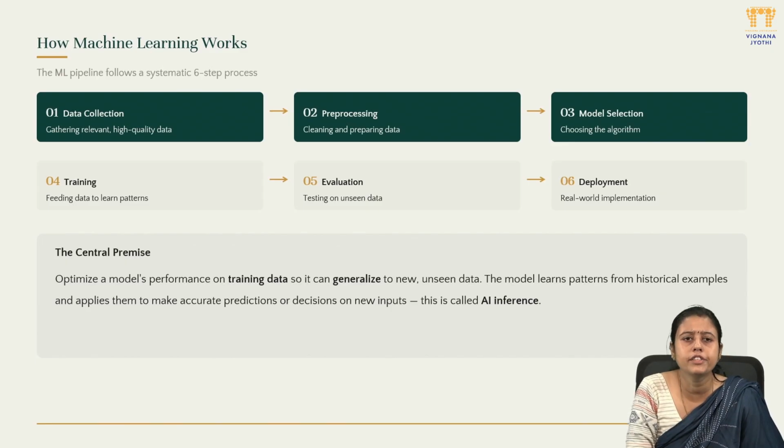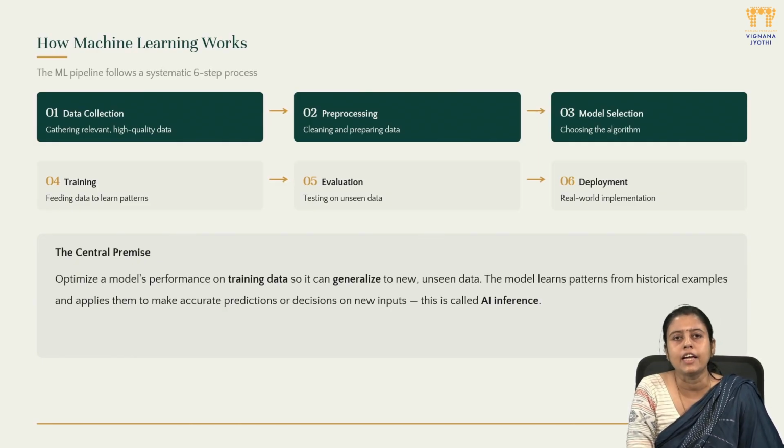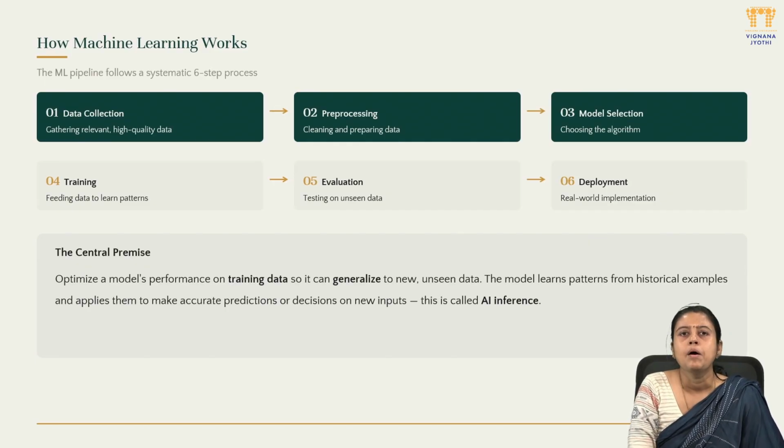So how does machine learning work? Machine learning has a typical pipeline which follows 6 steps. So what is step 1? Step 1 is called data collection: gathering relevant, high quality data. Now data may be in tabular form, it may be in image form, or it may be voice, it may be sound, it may be any one form. The first one is data collection.